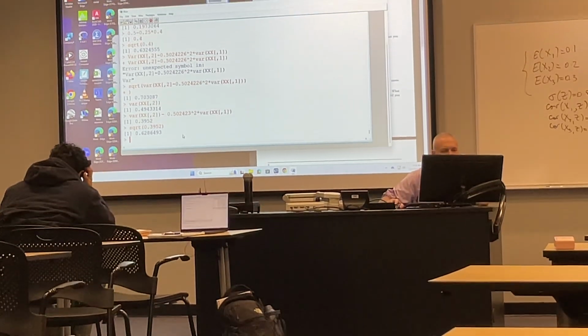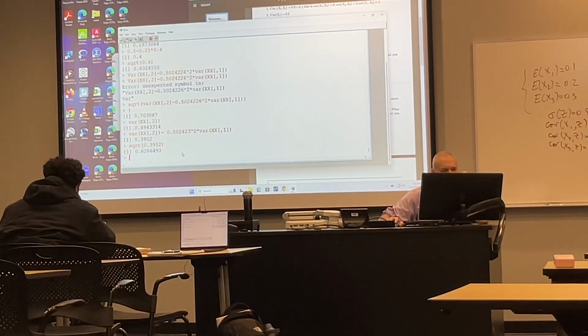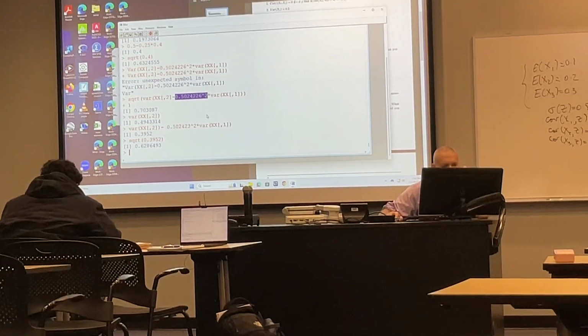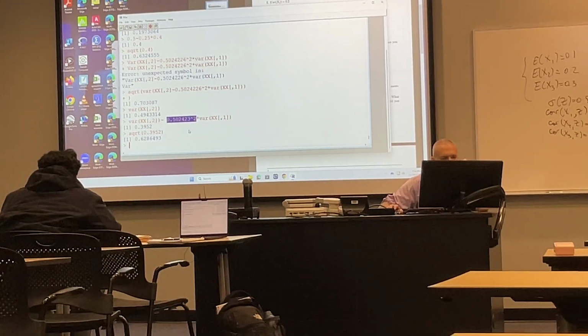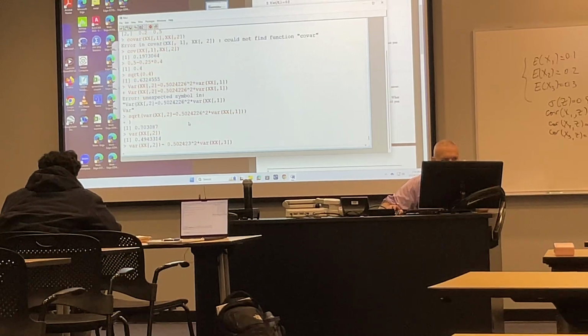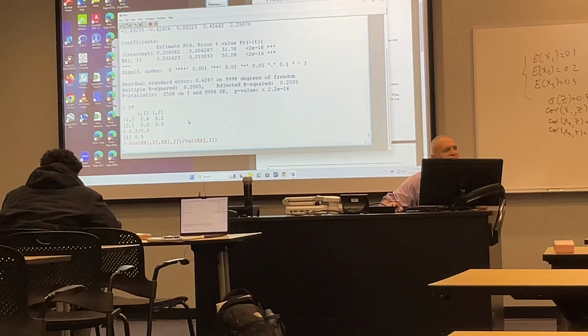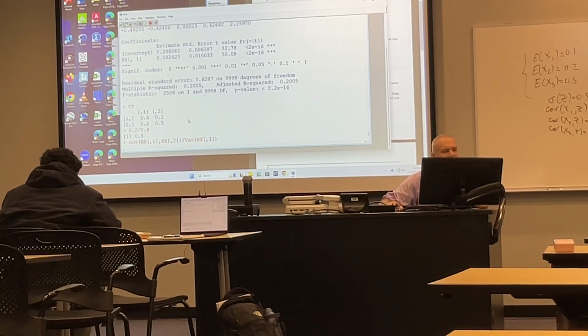Questions? And the problem was that here it wasn't the correct coefficient. This is the correct coefficient. Okay? Questions? Is this clear?